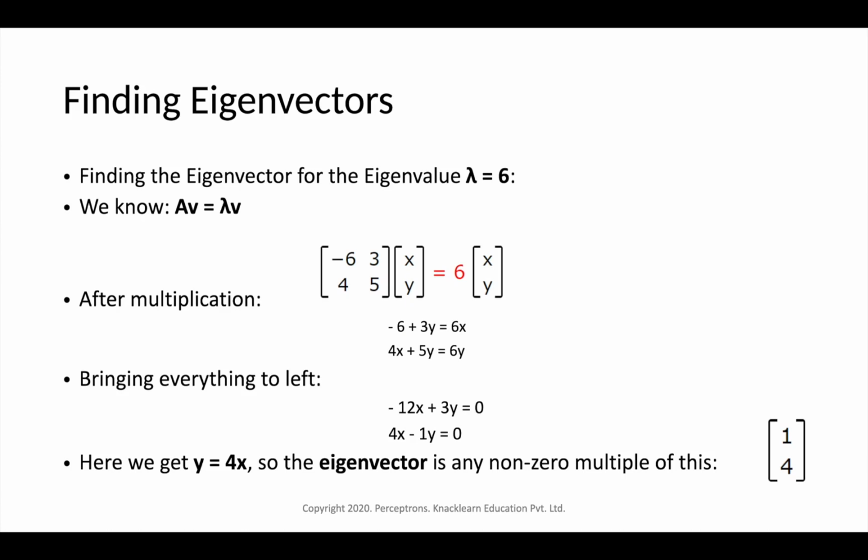After doing the multiplication on top of this equation, we are getting −6x + 3y = 6x and 4x + 5y = 6y.